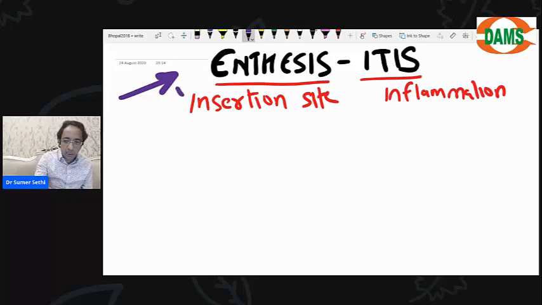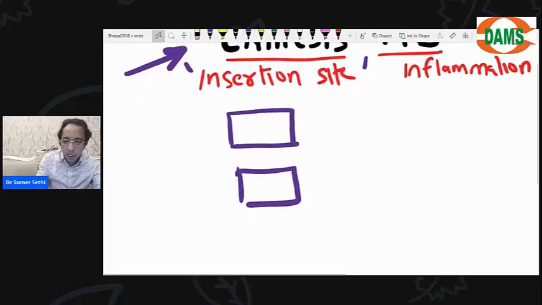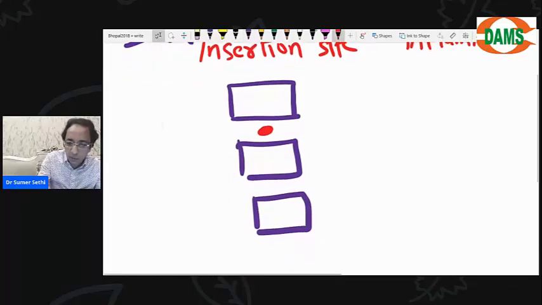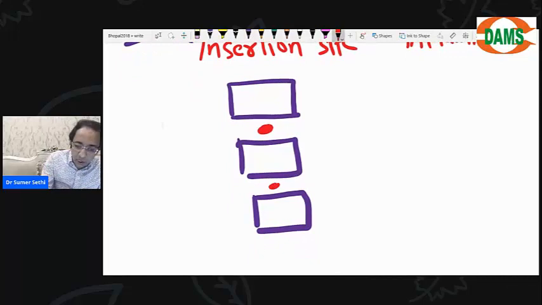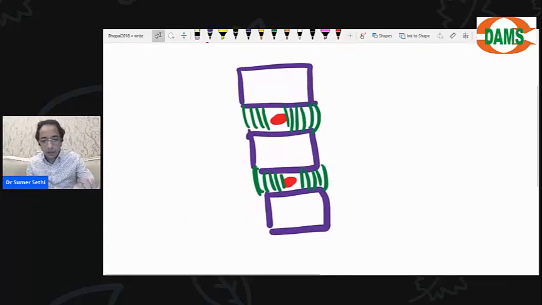Now let's see if you can answer. If these are your vertebra, in between the vertebra we have the intervertebral disc. The central part of the intervertebral disc is nucleus pulposus, which is a notochord remnant, and the peripheral part is all fibrous annulus fibrosus.